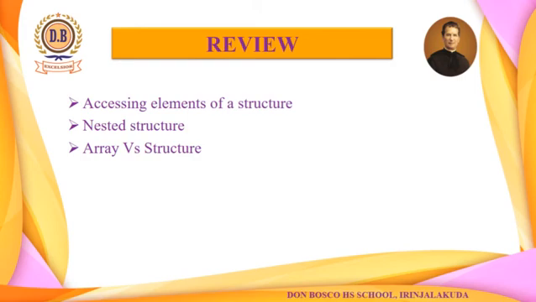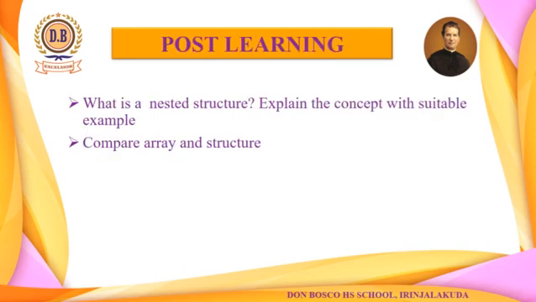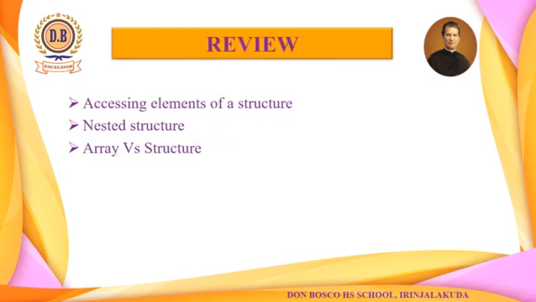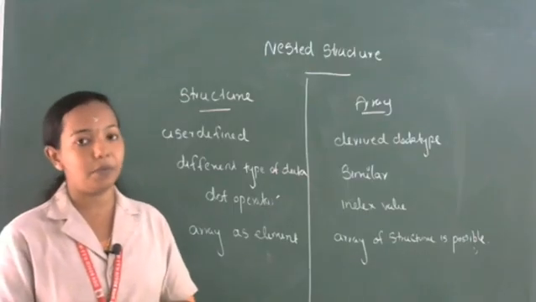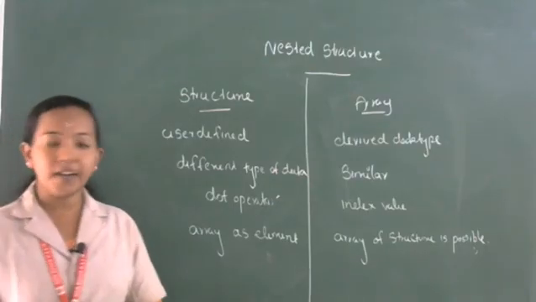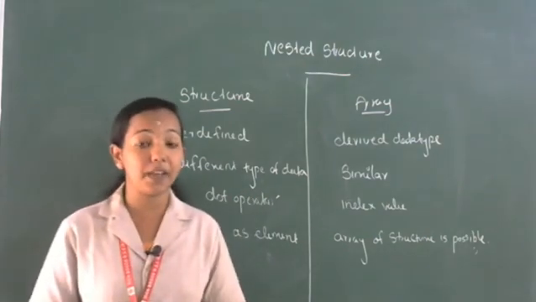Then the third point is the difference between structure and array, because both are different data types used for collecting elements. Structure is used for collecting different elements, array is used for collecting similar elements. That is the main difference. The comparison is already present in your textbook in a table format. Then we are concluding the topic called structure.